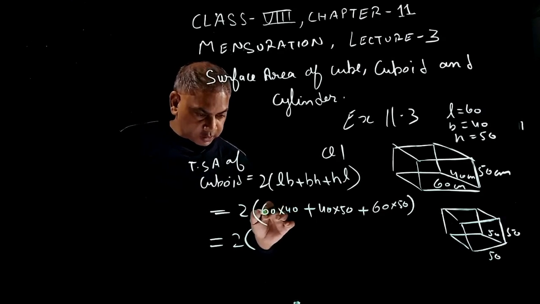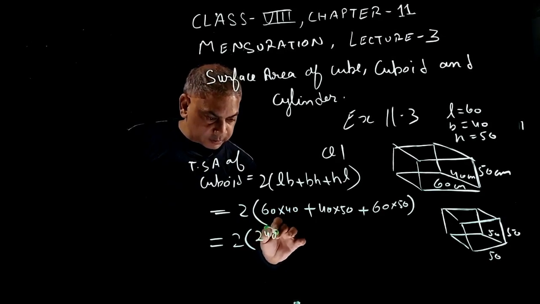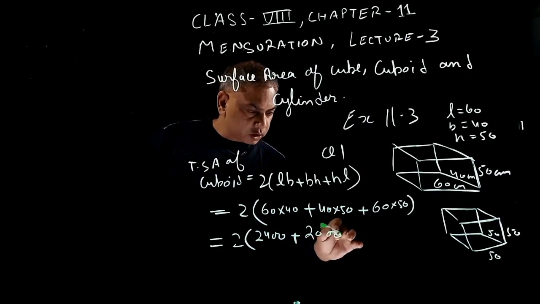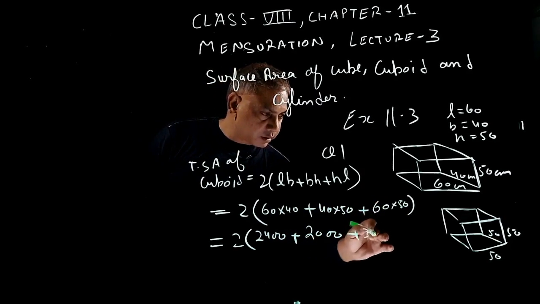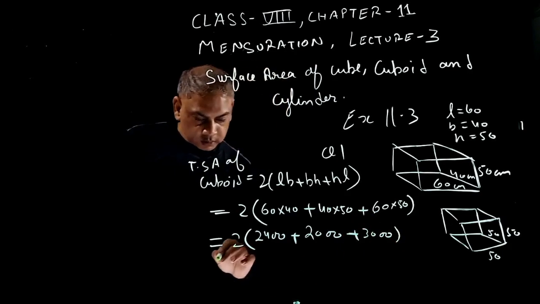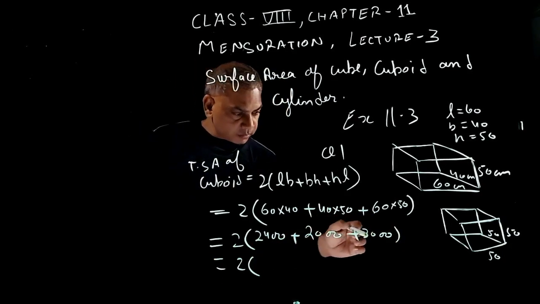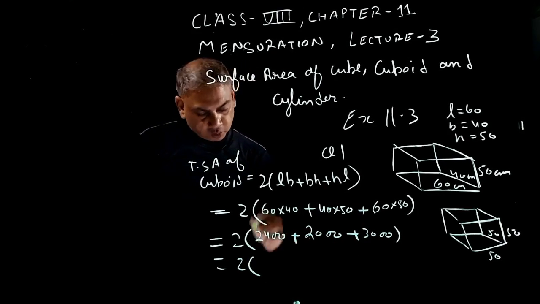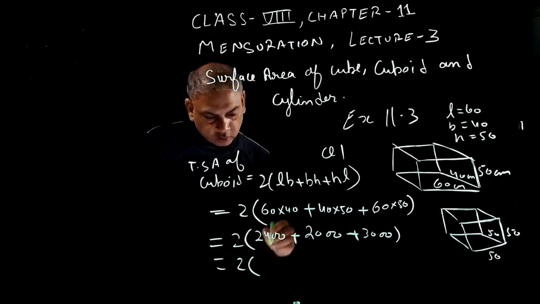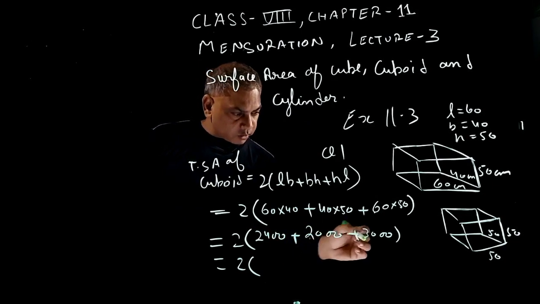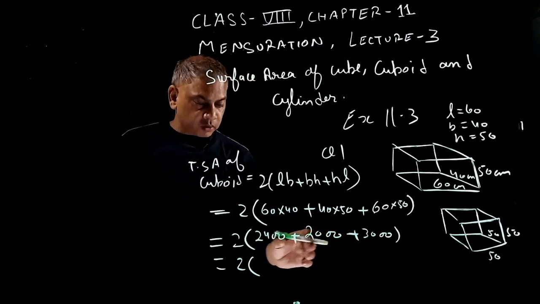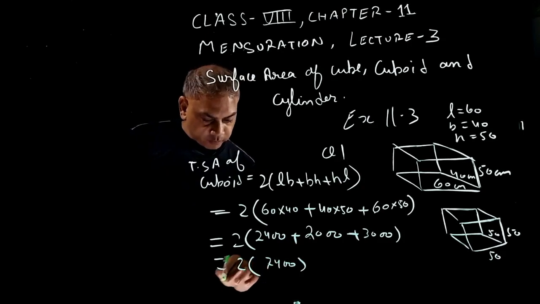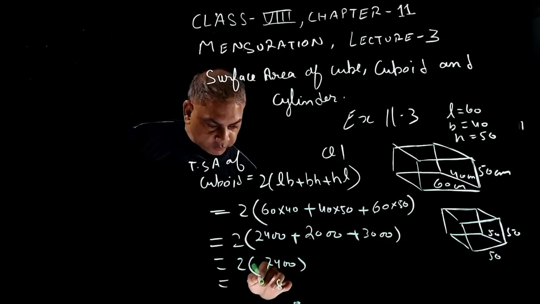2 into, 60 into 40 is how much? 6 into 4 is 24, so 2400. 4 5s are 20, 2000. Plus 6 5s are 30, 3000. This will equal to 2 into, we will add them. 3 plus 2 is 5, 5000, 5 and 2. So 2 into 7400 is equal to 2 4s are 8, 14800, 14,800.